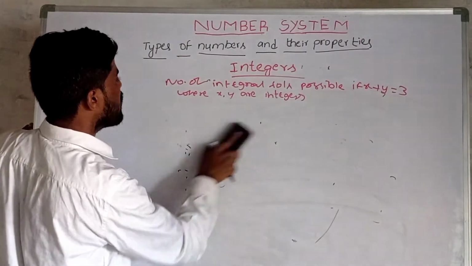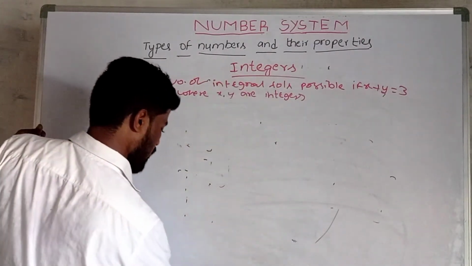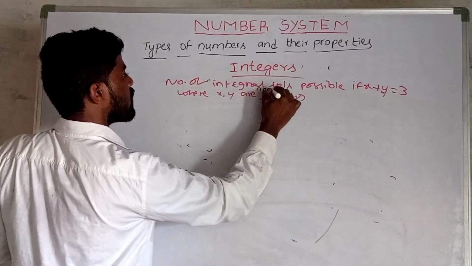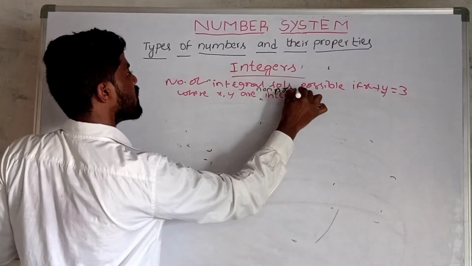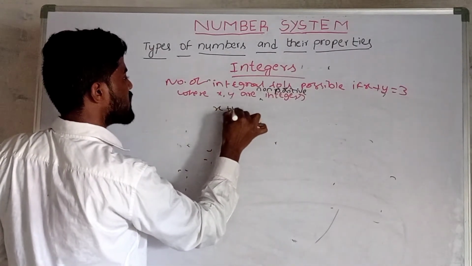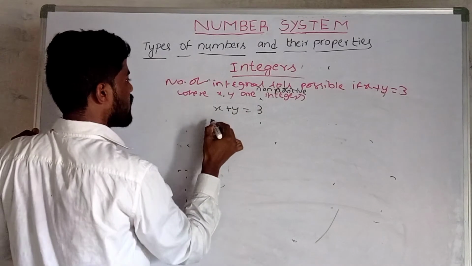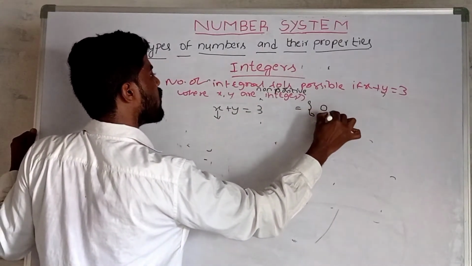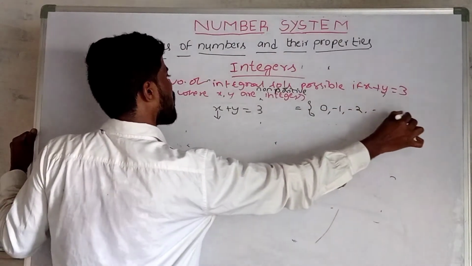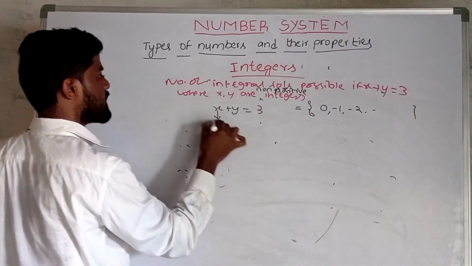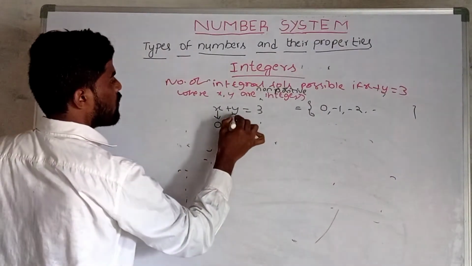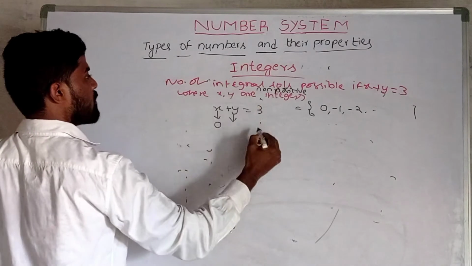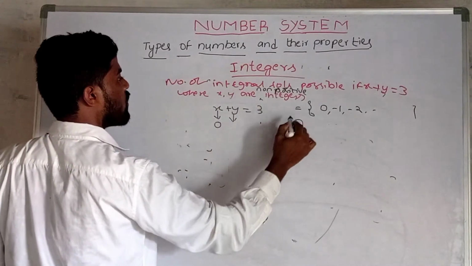If in the question it is stated that x and y are non-positive integers, x plus y is equal to 3, non-positive integers include 0, -1, -2 and so on. If we take x as 0, there is no possible value for y. That means number of integral solutions are 0.